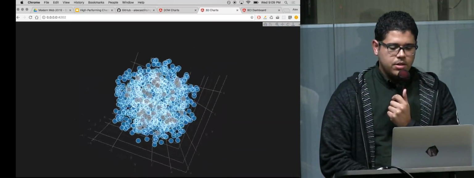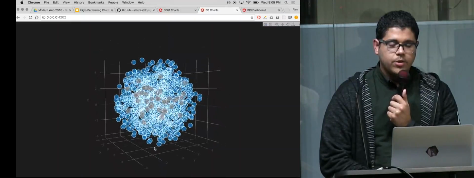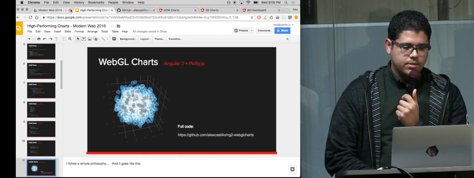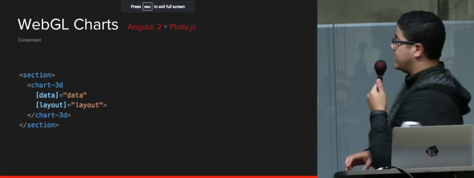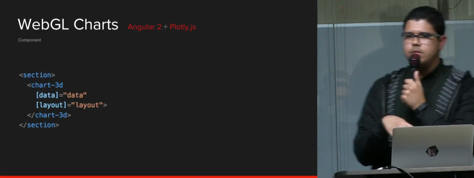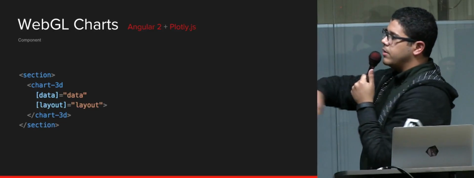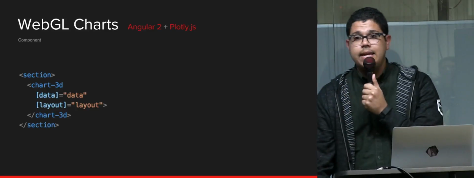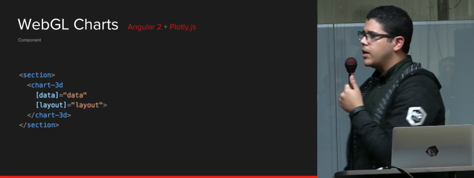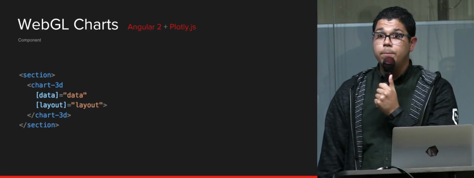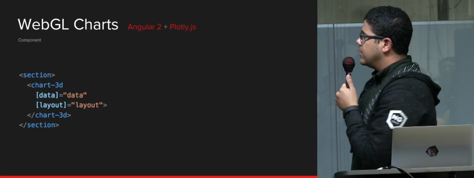What I want you to see is how I created a component in Angular 2 that is going to be expressed in the following way. Like this. I'm keeping it very similar and consistent to the previous example. In here, as opposed to a bar chart, we have a chart 3D. We have data. In this case, we don't care about the orientation, but a layout would be important.